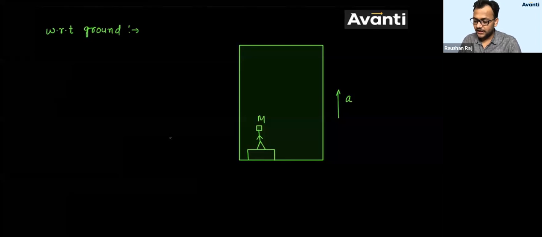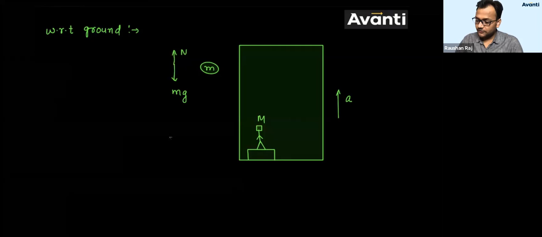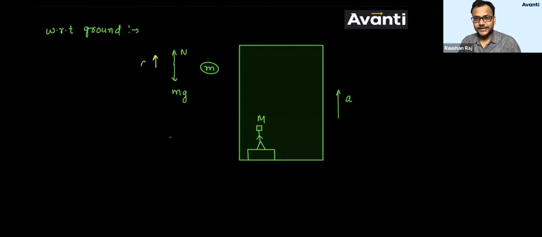If I draw the free body diagram, I get mg in the downward direction and the normal force on the man due to the weighing machine in the upward direction. The free body diagram of the weighing machine would have the normal reaction downward because of the man on it, but both are the same, so I'm just drawing the free body diagram of the man. We have to figure out the normal reaction exerted on the weighing machine. The man is moving upward with acceleration a, so the net force must act upward and should equal m into a.